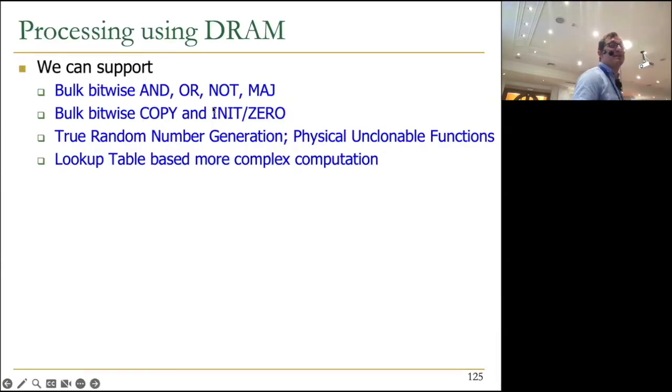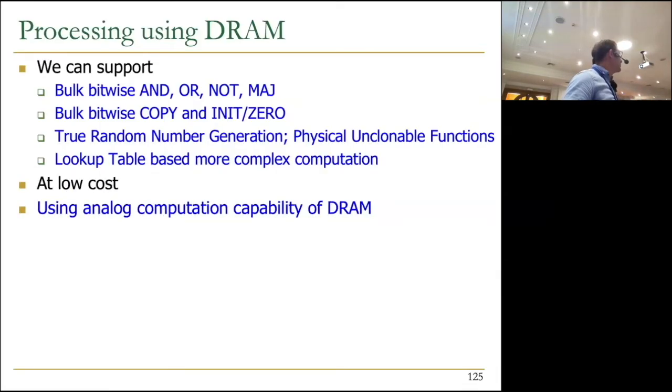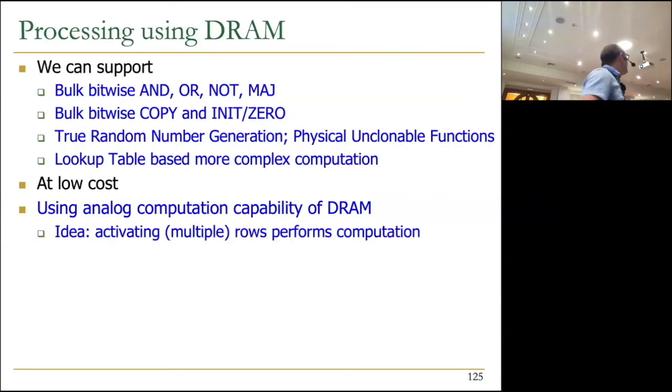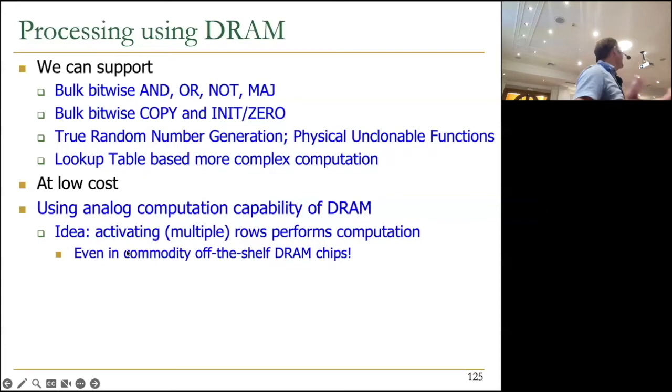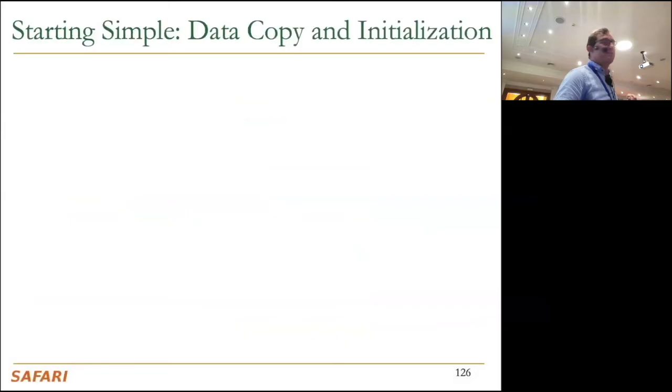But these are the things that we're going to see supported. Majority functions, bulk bitwise AND, OR, NOT functions, copying and initialization. I'm going to start with that. Random number generation in a true fashion. Physical unclonable functions. And by modifying memory, you can do lookup table-based computation. And you can do this at low cost in general. And the idea is to use analog computation capability of DRAM. And the overarching idea is really to activate multiple rows, either sequentially or consecutively, with very quick activation latencies. And you can do this even in commodity off-the-shelf DRAM chips that are unmodified. Okay, so you get significant performance and energy improvements.